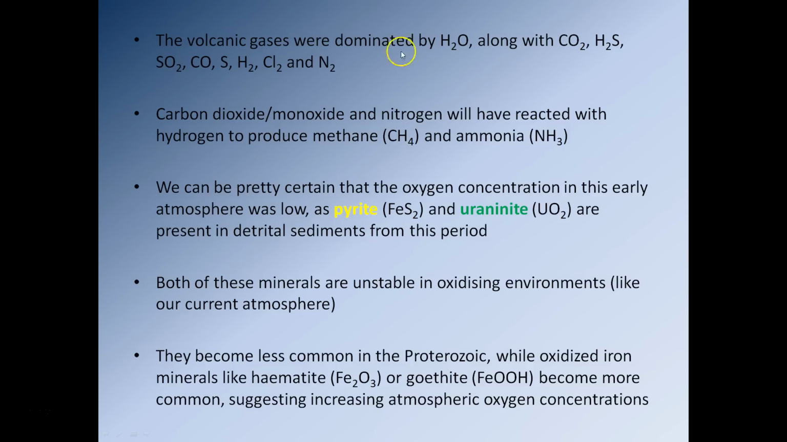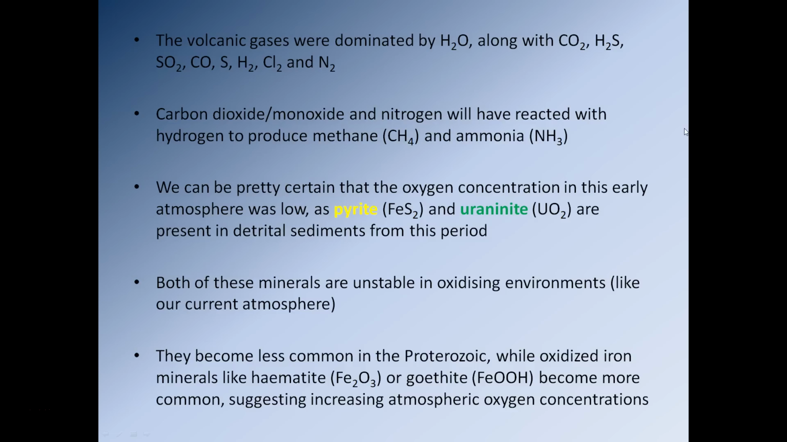So the volcanic gases, as I say, were dominated by water vapour, carbon dioxide, hydrogen sulfide, sulfur dioxide, carbon monoxide, sulfur, hydrogen, chlorine, nitrogen. So a real mix of different gases. So carbon dioxide and carbon monoxide and nitrogen would have reacted with the hydrogen, and that would have produced methane and ammonia. The one thing you'll notice is definitely missing from this sequence of gases is, of course, oxygen.